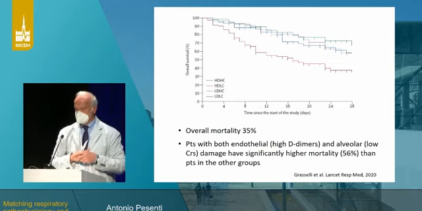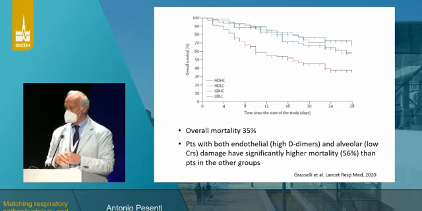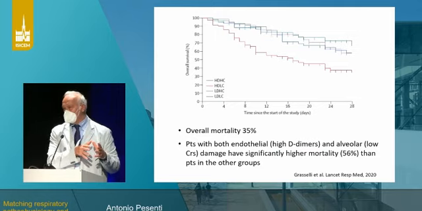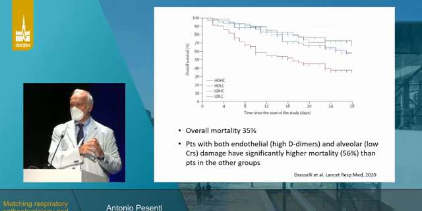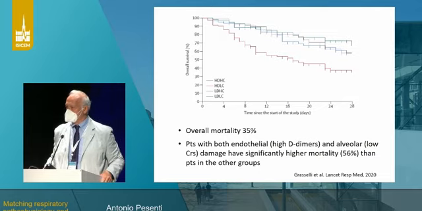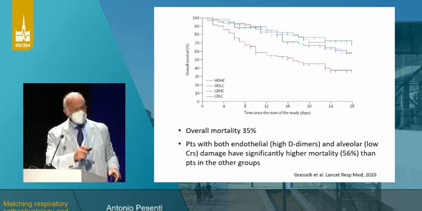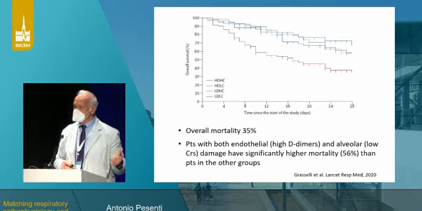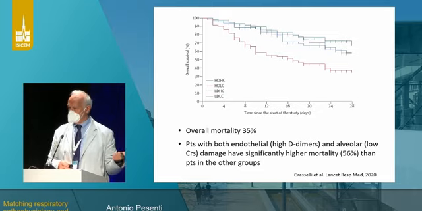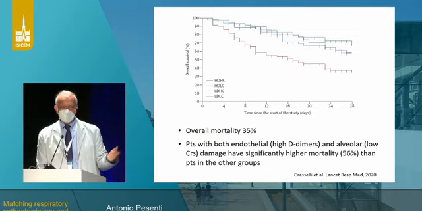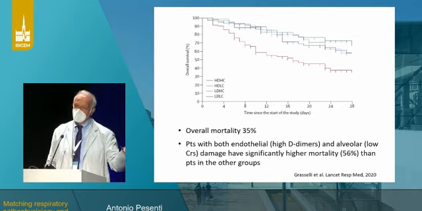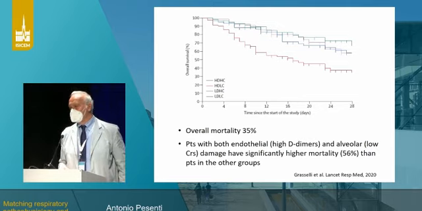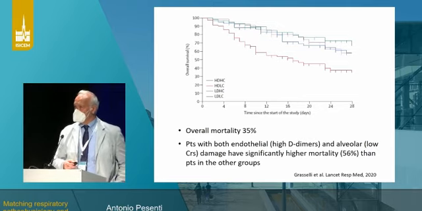compliance and the D-dimers, split fibrin products, we could identify, as an example, a group of patients with very high mortality. This group of patients are patients that have low compliance and high D-dimers. These patients with hypercoagulability and low compliance had a mortality rate almost double than the rest of the patients.